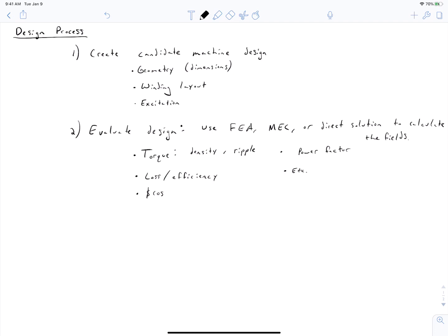And so the way you figure out if your design is any good is first you do the magnetic analysis of it. That is, you need to calculate your magnetic fields in the cross-section of your machine. And so you'll use either an FEA technique, like we've been doing FEM in class, or magnetic equivalent circuits, like we talked about in the beginning of the class, or you'll take a direct solution to the fields. But the point is that you are going to calculate the fields in the cross-section of your motor, and you're going to use that solution of the fields to determine your torque.